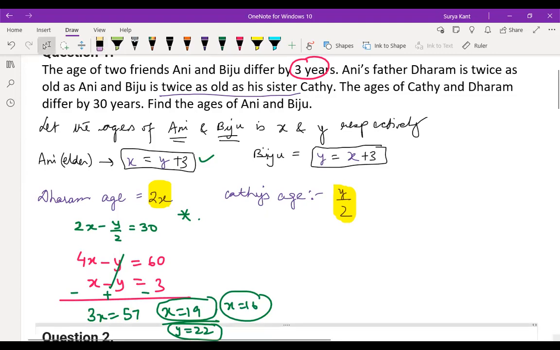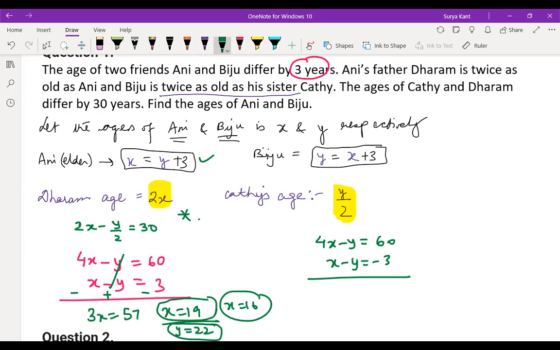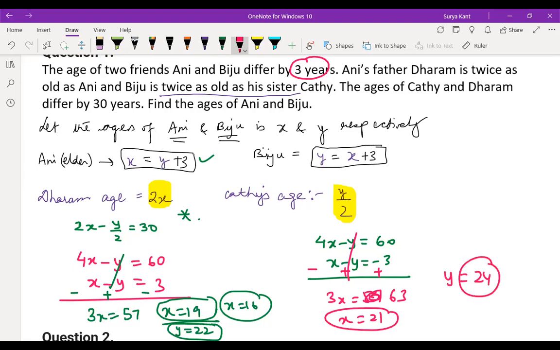Okay, anyway, the second part we'll just check once. This is 4x minus y is equal to 60 and x minus y is equal to minus 3. You just understand what is the answer we're getting from here. Minus plus plus, this will get cancelled. So 3x is equal to 57. Here also the same answer is coming. No, 63, no. So x is equal to 21. If x is equal to 21, then y is equal to what? 24. Correct? Yes, sir.